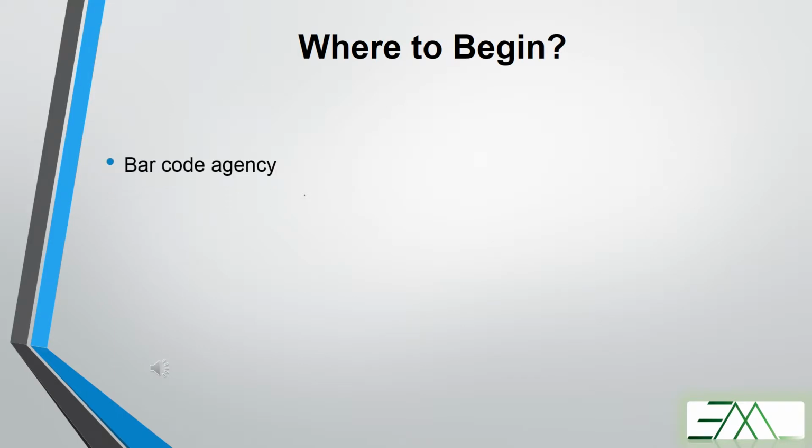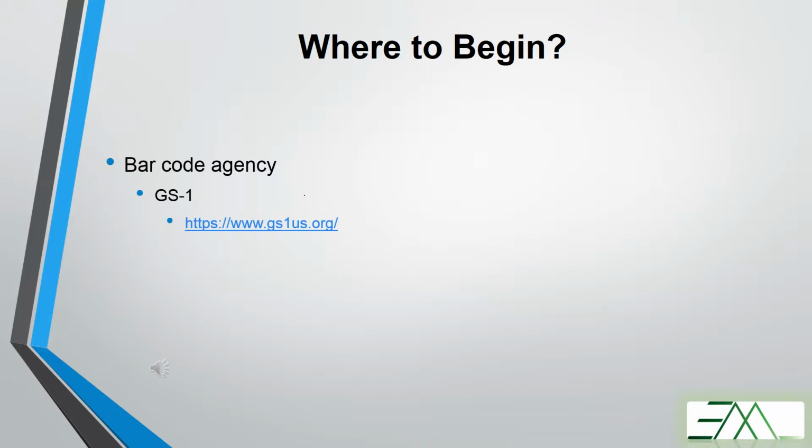Now, we determined through research that the barcode issuing agency is GS1. And you can follow this link or the one at the end of this presentation, which is shown on the online resources page. And that is www.gs1us.org.